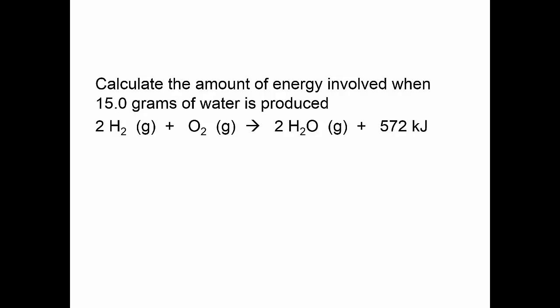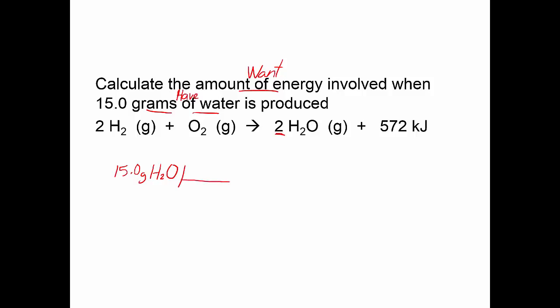Calculate the amount of energy involved when 15 grams of water is produced. Notice you have to have a balanced equation. Okay, check. There's coefficients on it, so I assume it's balanced. So 15 grams of water. This is my given. So this is what I have, or you're given. This is what I want. So you have water. Remember though, this is moles. That's 2 moles of water. So I know for every 2 moles of water, I will release 572 kilojoules.